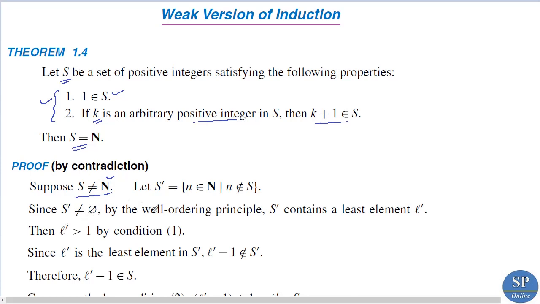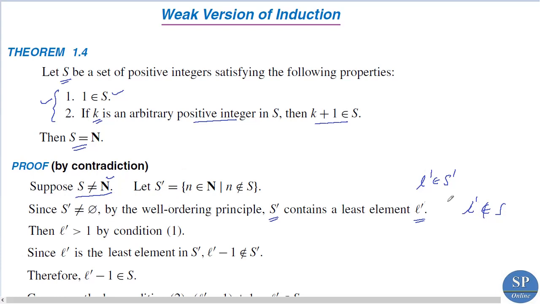Since S dash is not empty, by the well ordering principle, S dash contains a least element L dash, because S dash is a non-empty set of positive integers. So we can use the well ordering principle. That is, by the well ordering principle we can find a least element L dash in S dash. Since L dash belongs to S dash, we have L dash does not belong to S, because S dash is equal to the set of all n belongs to N such that n does not belong to S. So here S dash contains a least element L dash which belongs to S dash and which does not belong to S.